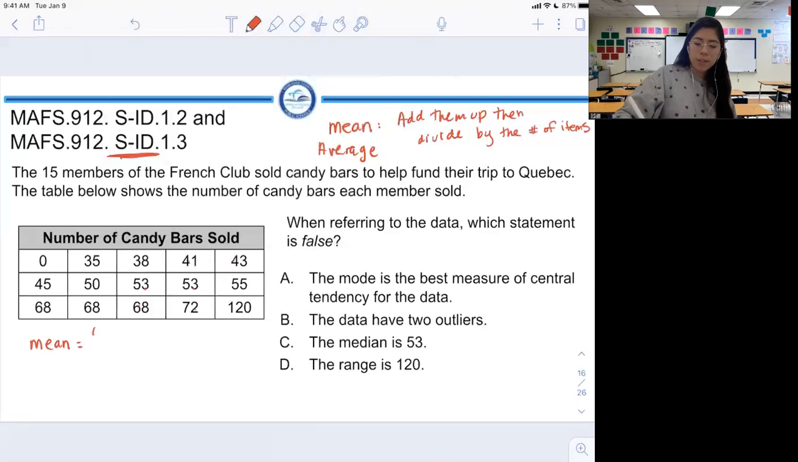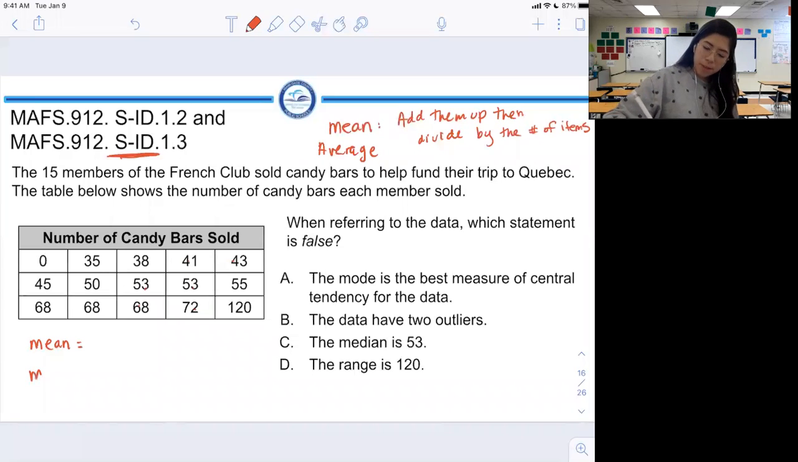So you would go 0 plus 35 plus 38 plus 41 all through, okay? Now I'm not going to do that right now because it takes a long time. But that's how you do it. So that one's pretty easy. Mean is pretty easy. Median.